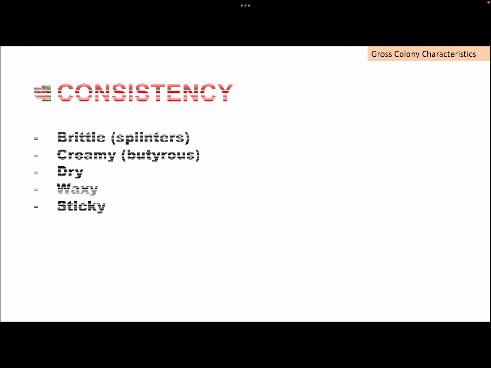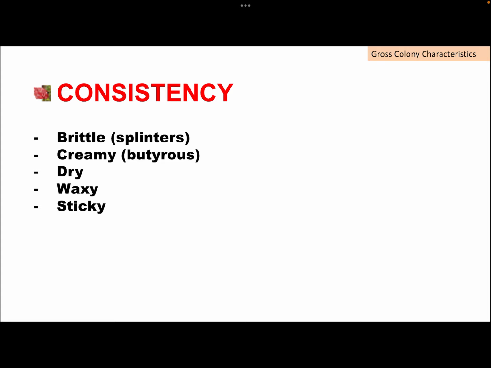How about consistency? It can be brittle or splintery, creamy or butyrous, dry, waxy, or sticky. So these are the consistencies. How do you determine consistency? By picking up or touching the colony using a sterile inoculating loop. That's the only way you can determine the consistency, or maybe by just looking at it.